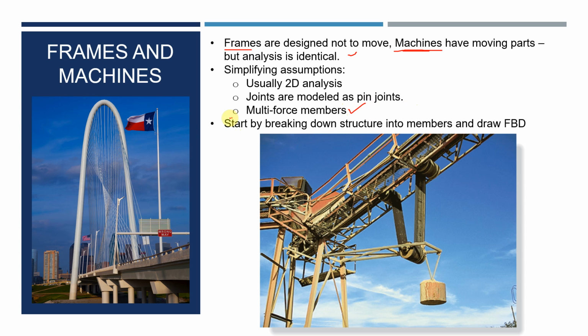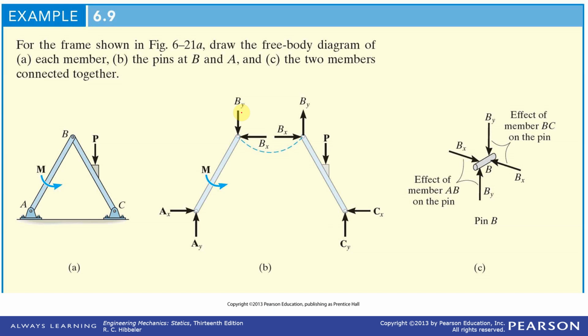So the way to approach this one is you break the structure down into members and draw the free body diagram for each member. So we're going to start out by going through a bunch of free body diagrams. So we have this right here and a force on it. Drawing the forces on AB, we have reaction forces at A, we have forces at B, we have an applied moment.